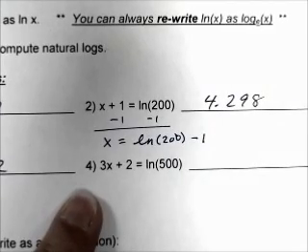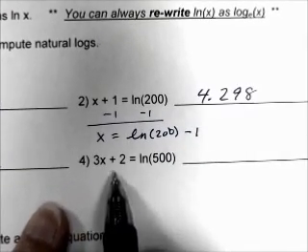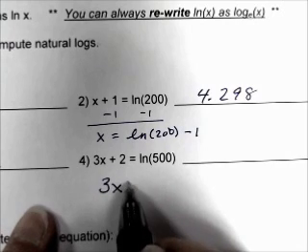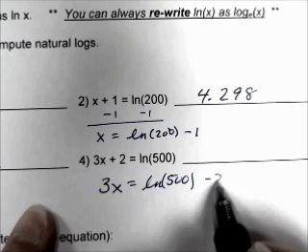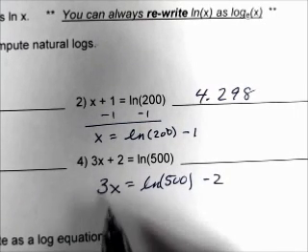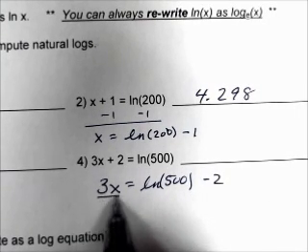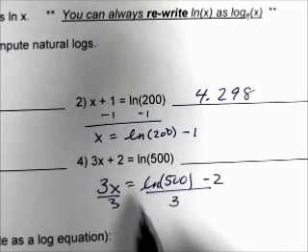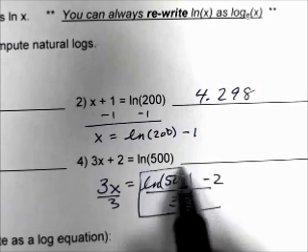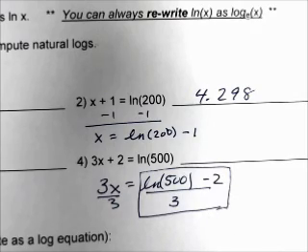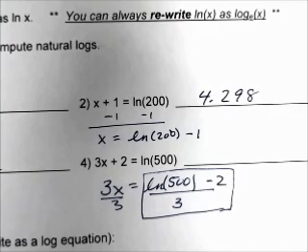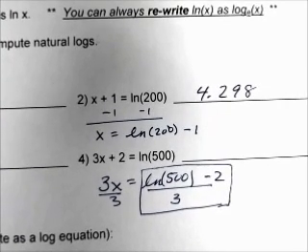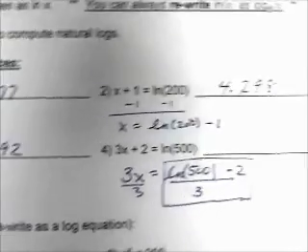Number 4, we'll get x by itself. Subtract 2. 3x equals ln 500 minus 2, and then divide by 3. And this is what we're keying into the calculator. If you have your calculator keyed in, fine, otherwise I'm going to leave that blank for now, and we'll key it in in class together.